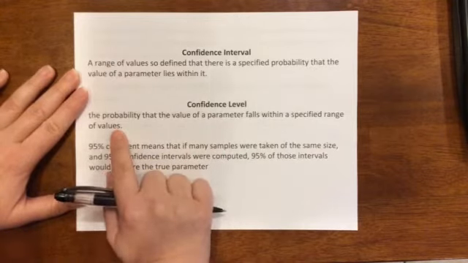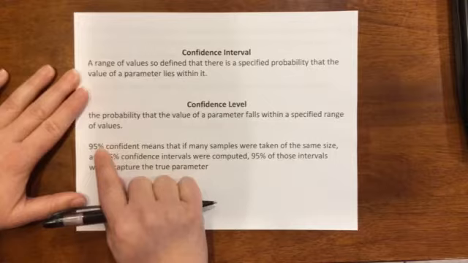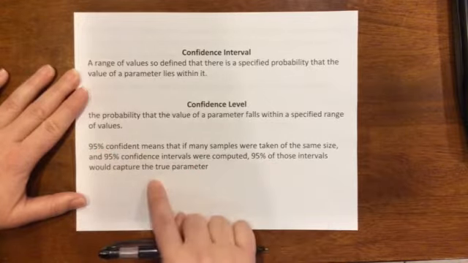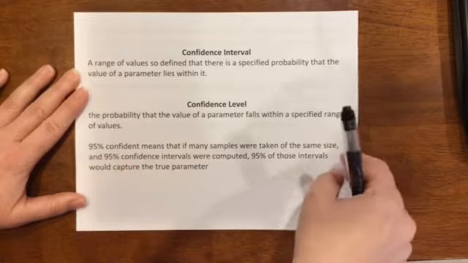So again, you don't know what the parameter is, but if you were to continue to do this sampling method over and over again, and you were to compute confidence intervals for all of these samples, if you did a 95% confidence level, that means 95% of those intervals would capture the true parameter. So again, you won't really know what the true parameter is, but with a 95% confidence interval, you're saying that if I were to repeat this, 95% of them would contain the true parameter, even though you don't know what that is. So I think that's pretty cool.